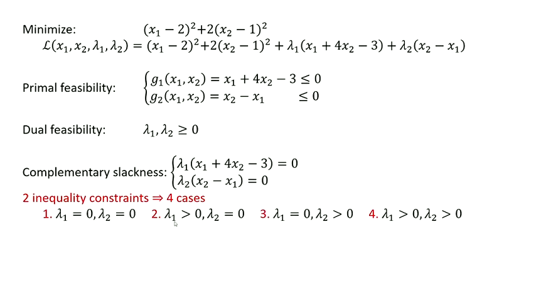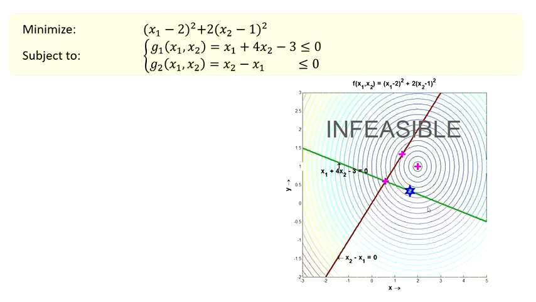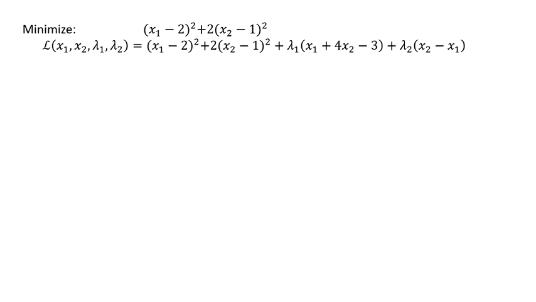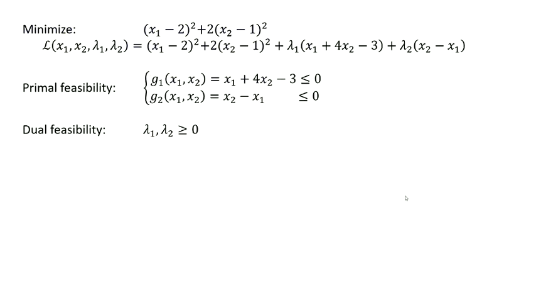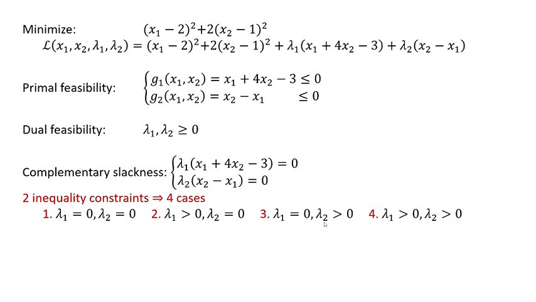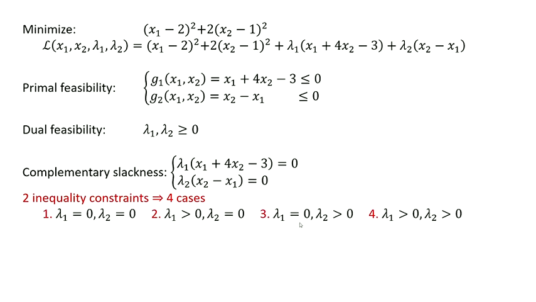Second case is when lambda 1 is greater than 0, lambda 2 is equal to 0, so only the second constraint is inactive. So where is the second constraint inactive? Here. Second constraint is inactive here, right? First constraint active, second constraint inactive. Here, it's the other point. This is where the first constraint is inactive, second constraint is active. Okay.